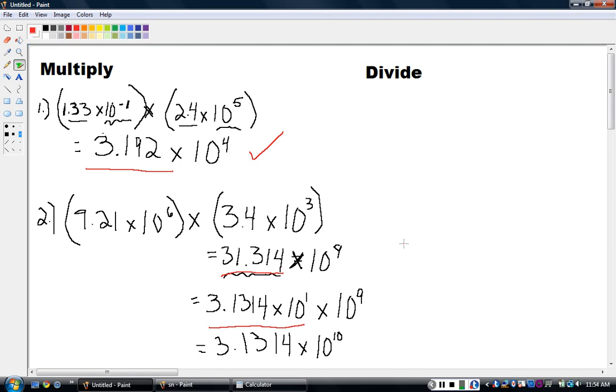Alright, this video ends here. The next video will have just 2 more examples on how to divide.